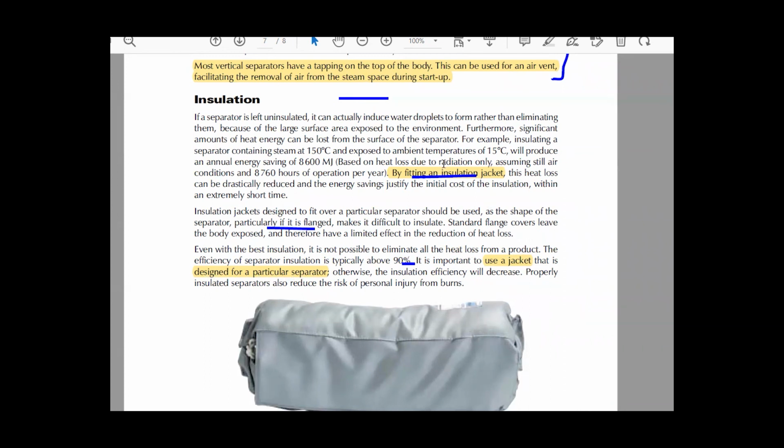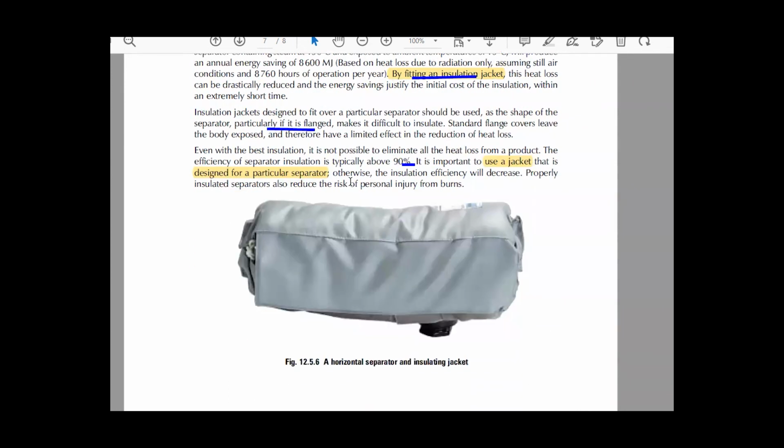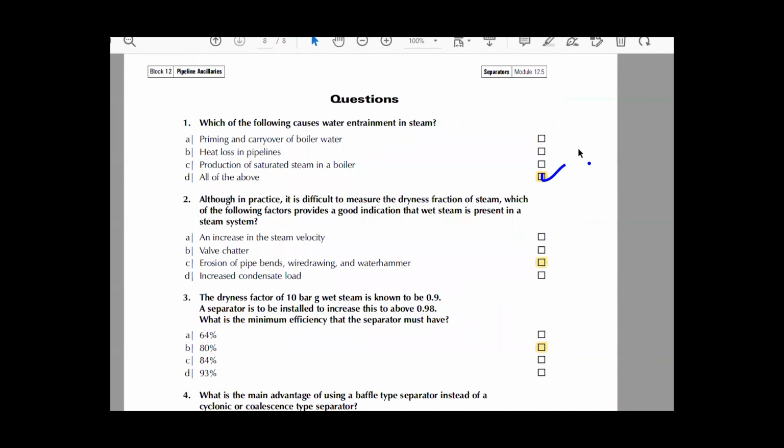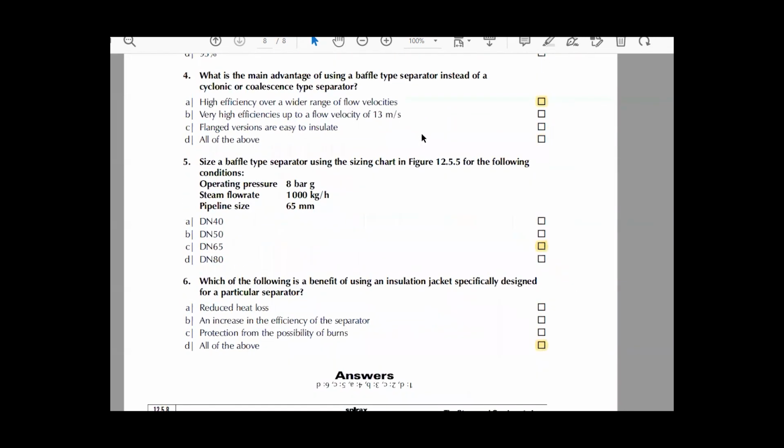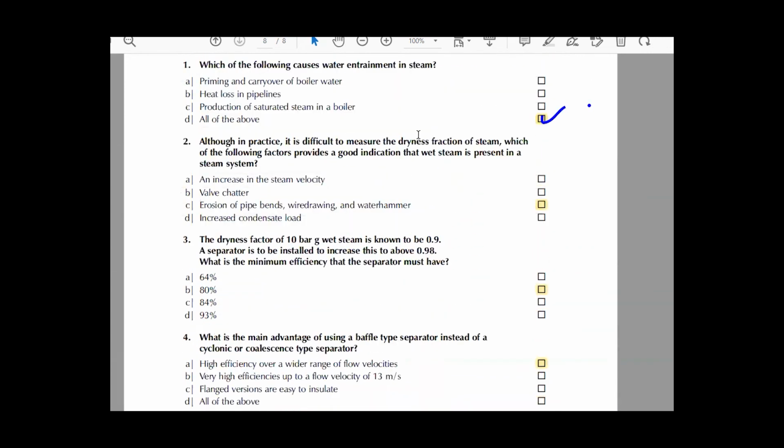Let's talk about the installation of the separator. So this is the end of my lecture. I will solve some questions with you together.